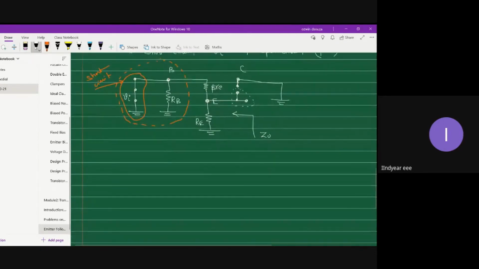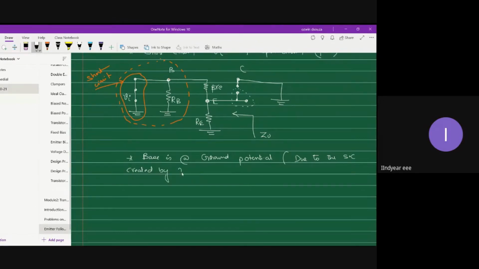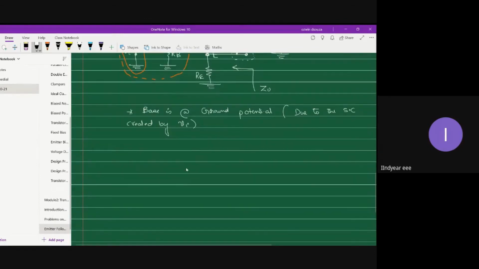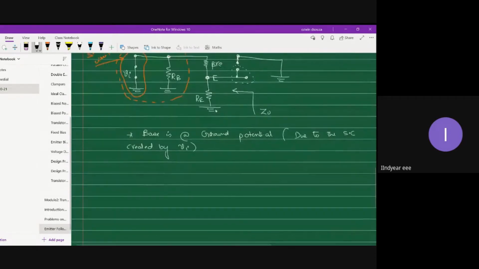That means base is at ground potential, and this is due to the short circuit created by Vi. So Vi basically creates the short circuit, due to which the base is held at ground potential. Now let me redraw the circuit. I'm going to eliminate resistor RB because RB is getting short circuited.